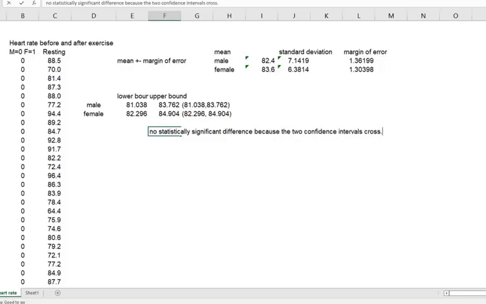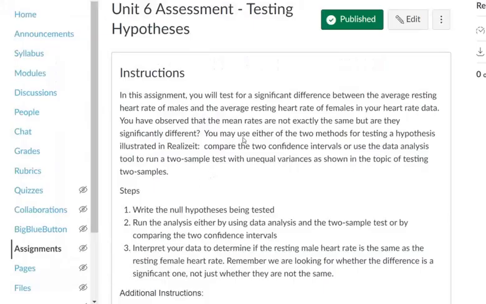Now we're done. Okay, the assignment's done. We didn't use a p-value approach by using the data analysis package. We did this one. We compared two confidence intervals.